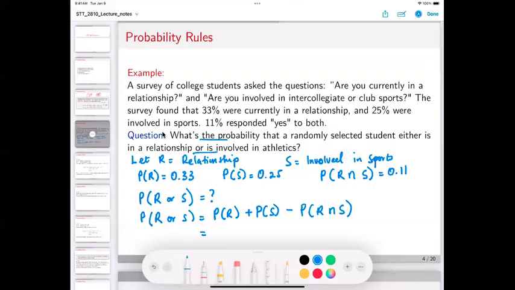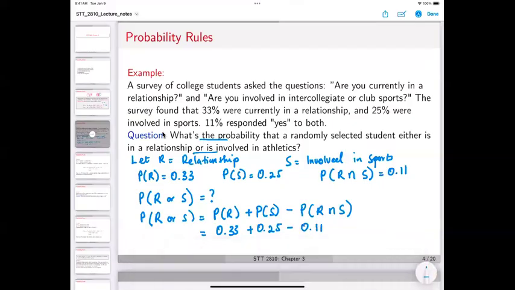So I have 0.33 plus probability of S, 0.25, minus 0.11. What do we get? 0.47. So what does it mean? It means that 47% of the students are either in a relationship or involved in sports.